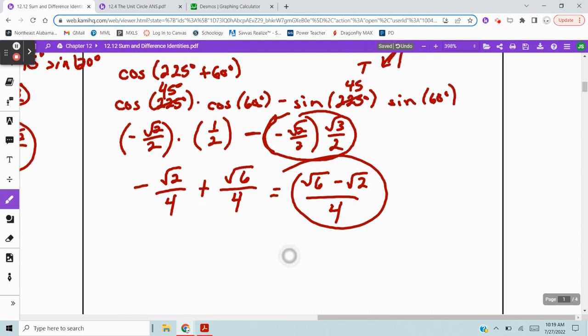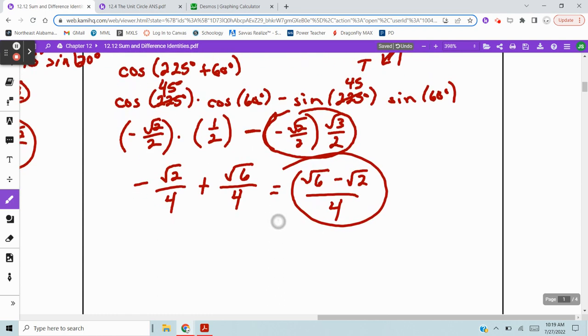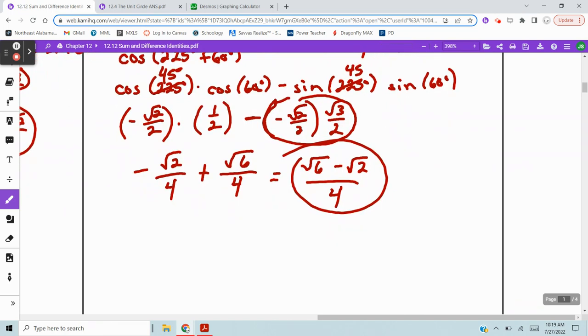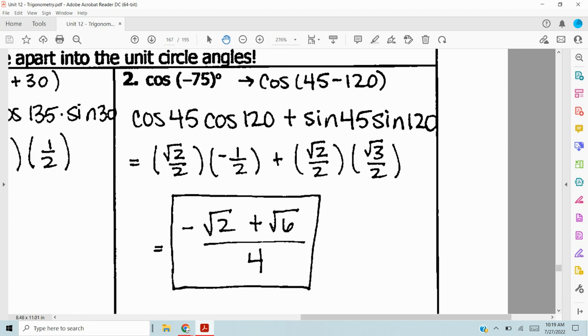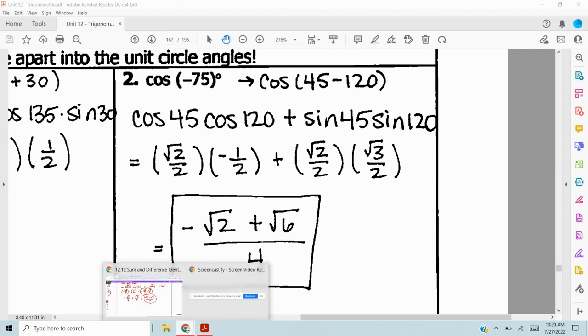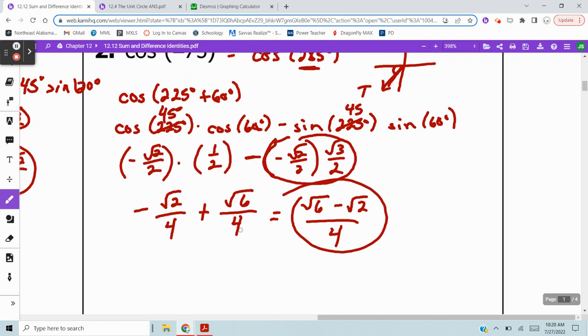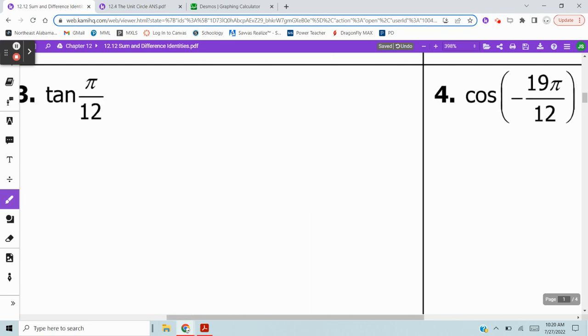Now, I do want to do one thing. I want to show you that, again, there are multiple ways of solving this, and I want to go to the answer key here and show you what they actually did. It looks like they used the values of 45 and negative 120. 45 minus 120, and they used a completely different identity. They used the difference identity instead of a sum, and went through the process and got negative root 2 plus root 6 all over 4, which is the exact same answer that we got. So I just want to show you that it doesn't matter, as long as they add or subtract to give you the value that you're looking for. It doesn't matter which direction you go with it.